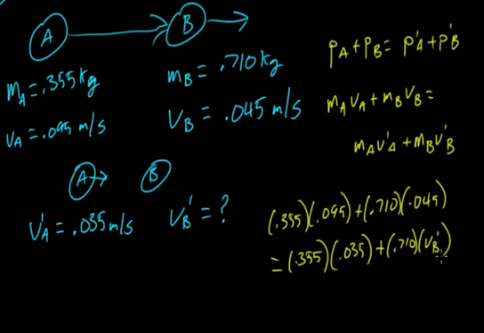This is ugly, but just be careful with your arithmetic and double check your calculations if you're using a calculator. This is fairly easy to solve and simplify, and we end up with 0.075 meters per second. Why? Because the momentum has to be conserved. The sum of the momentums before an impact has to be the same as the sum of the momentums after the impact.